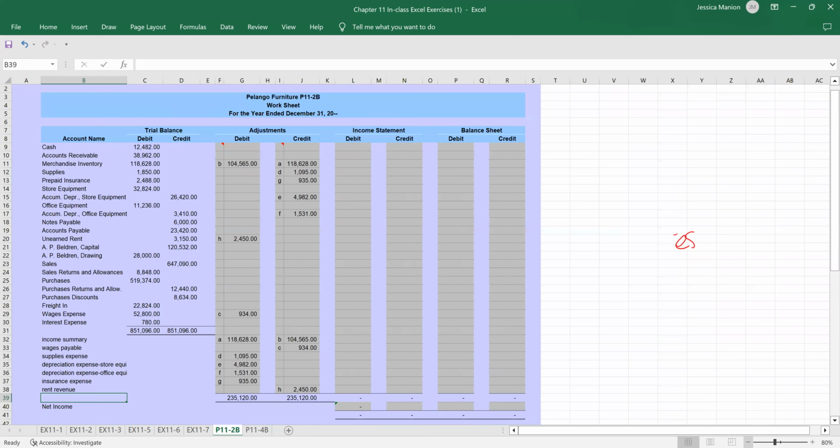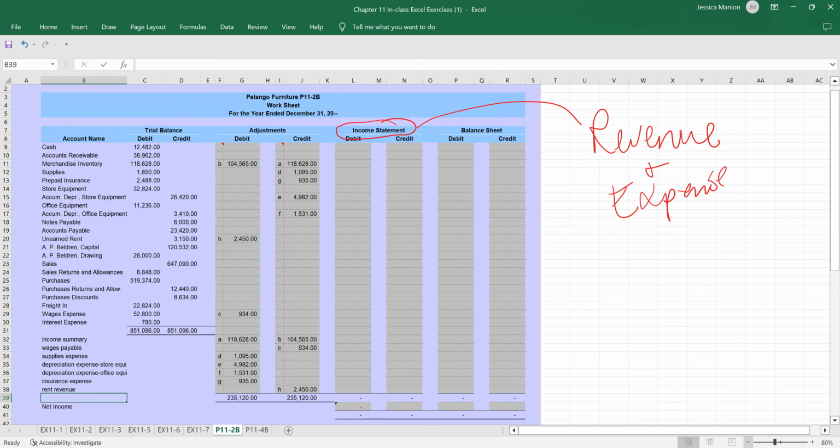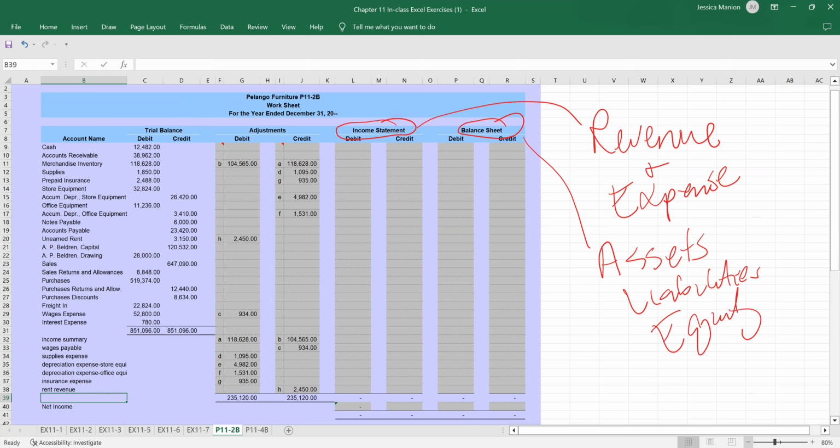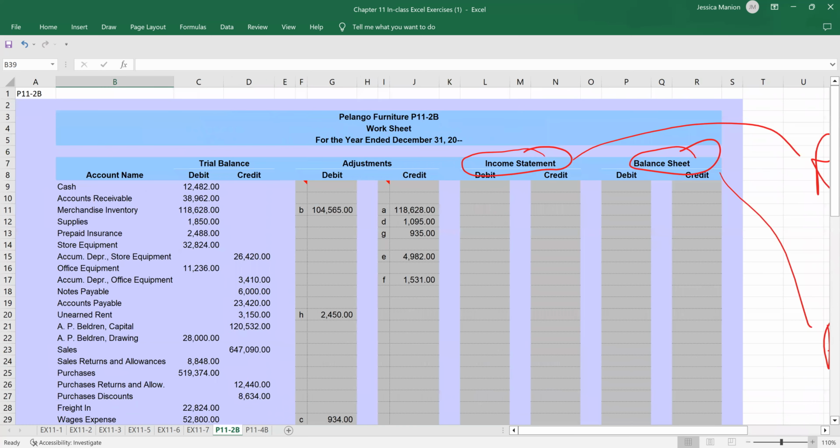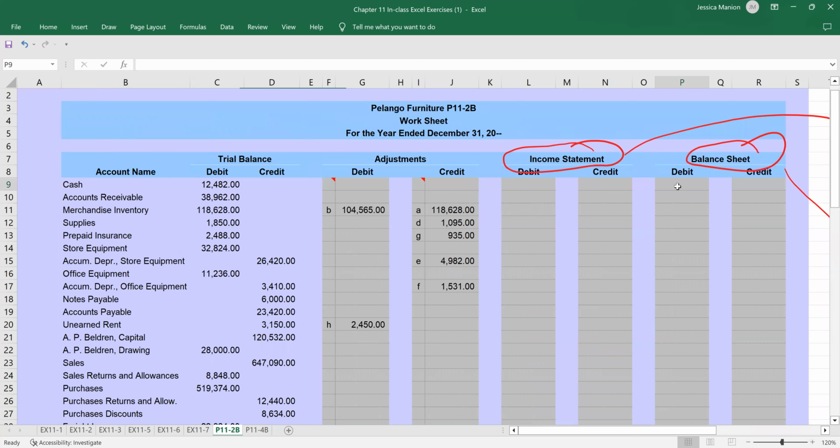And just to remind us, our income statement accounts are the revenue and expense accounts. The balance sheet accounts are the assets, liabilities, and equity. Hopefully we remember that from last time that we did these worksheets. So I'm going to blow this up, and then we'll just go through again line by line. So cash is an asset. Cash belongs on the balance sheet, and cash did not have any adjustments.